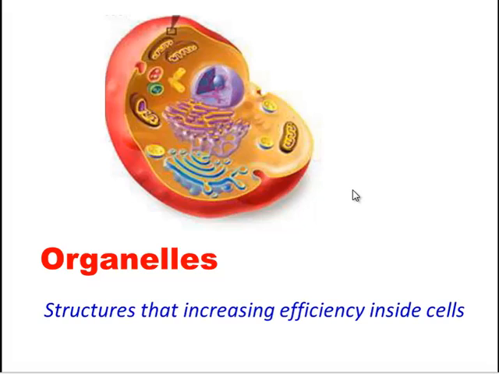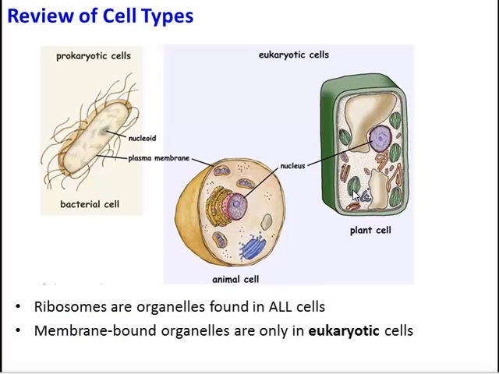Let's do a quick review of cell types. Remember, there are two main categories, prokaryotic cells, like bacteria, and eukaryotic cells. And for these two types, ribosomes can be found in all of the cells. However, for eukaryotic cells, that's where we're going to find the membrane-bound organelles that really help increase efficiency of the cell. And eukaryotic cells can include animals and plants. So for this video, we're going to be focusing on eukaryotes.